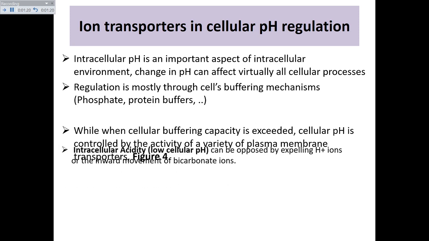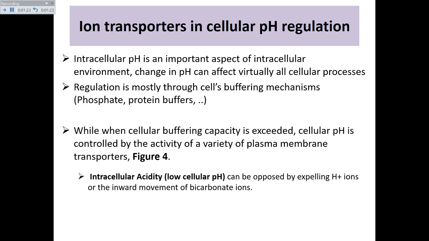So how does the transporter work? If there is intracellular acidity, meaning low cellular pH, the cell should increase its pH toward normal. How can it do that? It should expel hydrogen ion out, or there will be inward movement of bicarbonate. So the cell can do one of these or both of these mechanisms in order to overcome the cellular acidity.